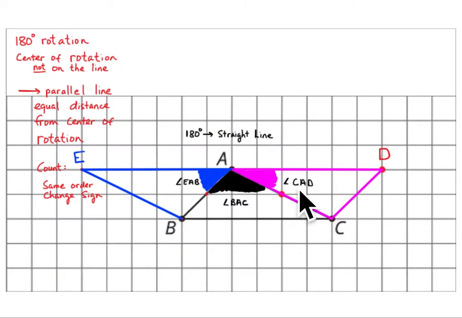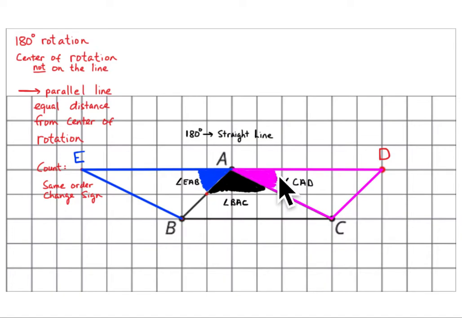So now what happens to these angles? This is what we did last lesson. This angle here, angle EAB, angle BAC, and angle CAD. They land on a straight line. So how many degrees do they add up to? It's half of a circle, so it's 180 degrees.